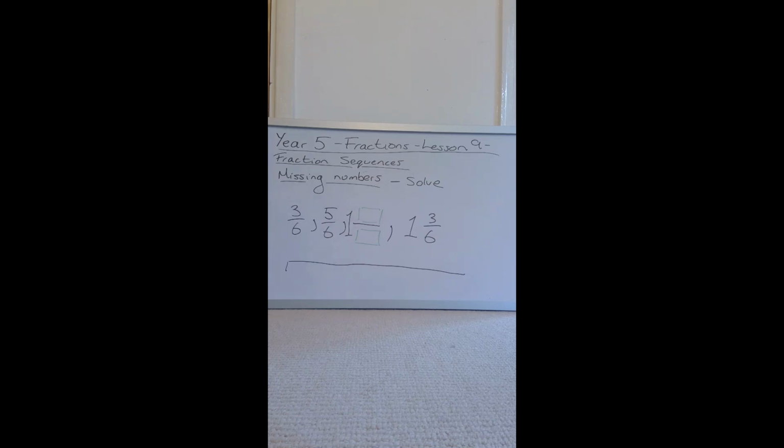Hopefully when solving this, you have discovered that the jumps are actually 2/6 each time. So we've gone from 3/6 up to 5/6. And then the next jump will be jumping 2 more on. So if we start at 5/6, and then we do 2 jumps, it goes 5/6, 6/6, which we know is a whole. So that's 1, and then from 1 up to 1 1/6, and that will be our answer.